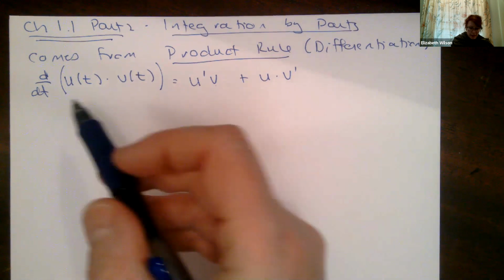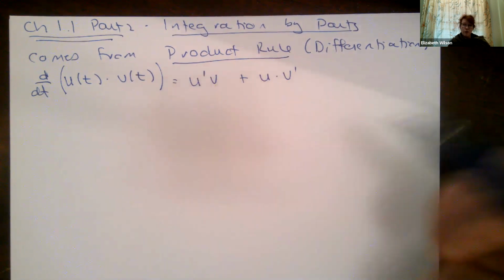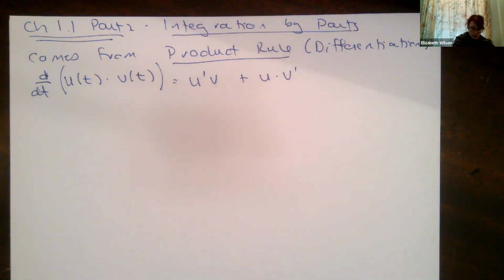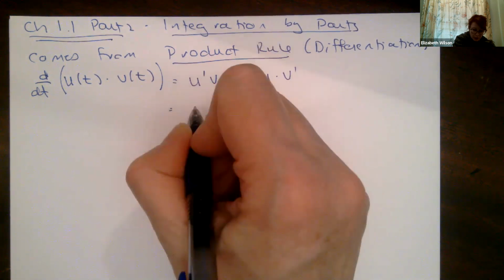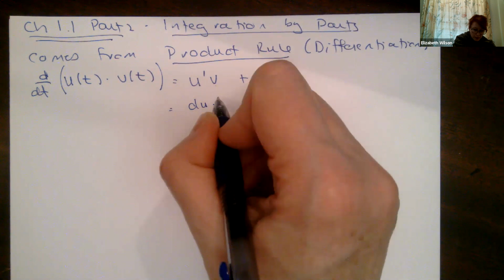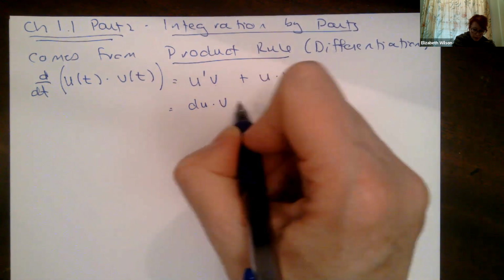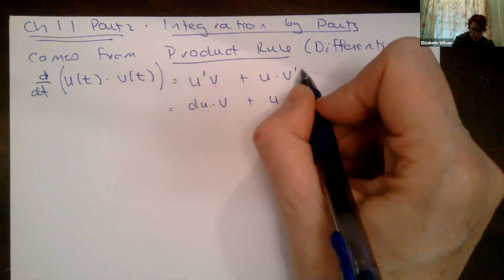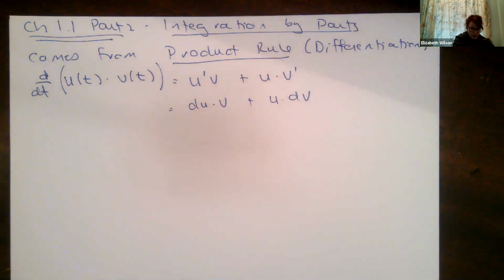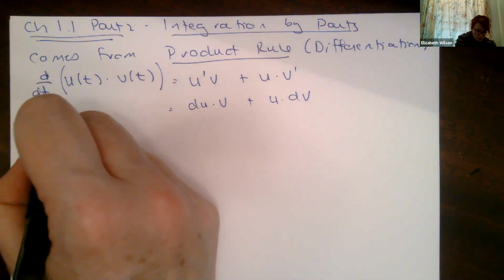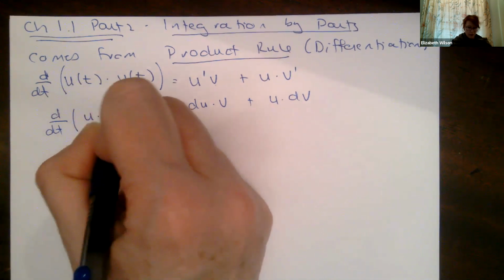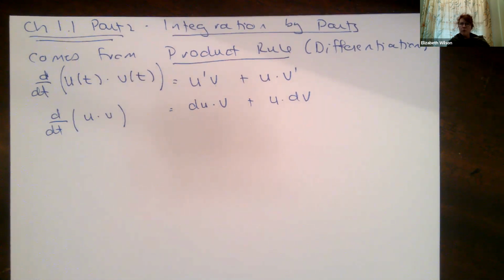I'm going to start writing this in terms of du and dv because that's the form we're going to put this in when we talk about integration. So let me rewrite that. Instead of u prime, I'm going to call this du, and this is times v, plus u times, instead of v prime, dv. And this is still d/dt of u times v. So now this is our product rule for differentiation. Okay, but now let's do this.